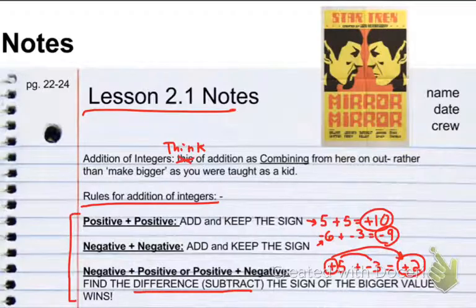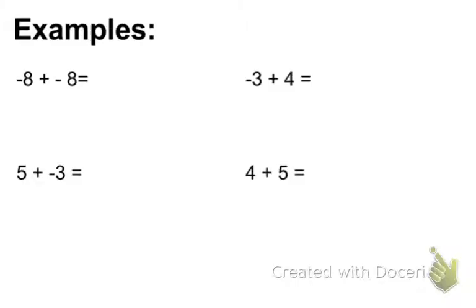And you might want to copy these practice problems down too. We have negative 8 plus negative 8. Well, both of them are negative, so I keep the sign and I add 8 plus 8 and I get negative 16. And this makes sense. I owe you $8. I owe somebody else $8. Boom, I owe $16 to somebody total.